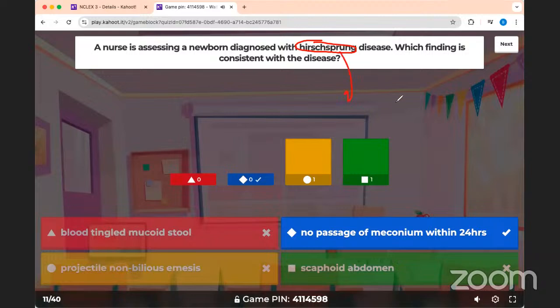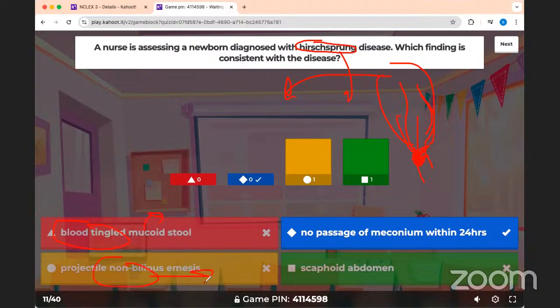So, Hirschsprung disease. This is the problem. There are no ganglion cells along the anal sphincters in the anal canal. So the rectum gets dilated because this area is not moving. The baby cannot pass meconium. The abdomen is going to get distended. The emesis is mostly bilious, right? Because it's past the pylorus and the belly is distended. They're not going to have bloody and mucoid stool, right? You know, this is intussusception.